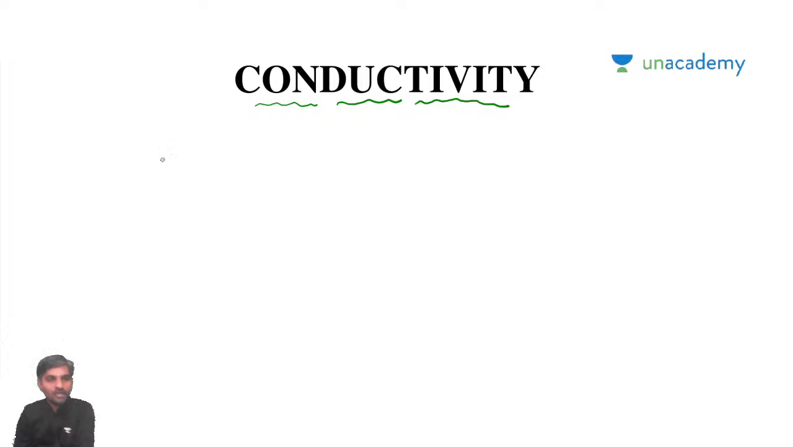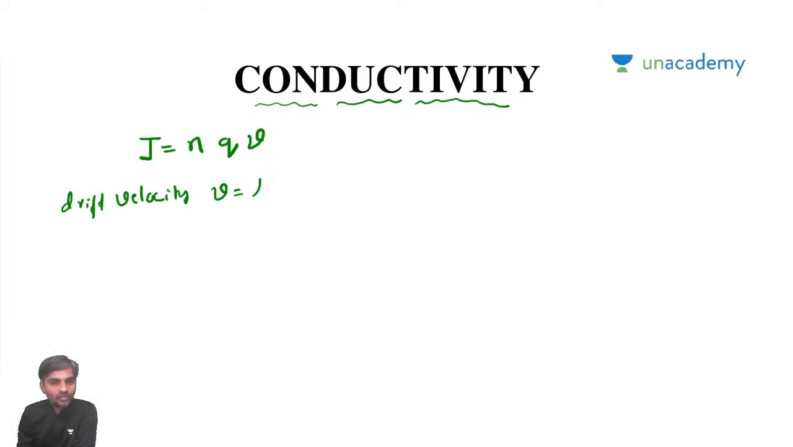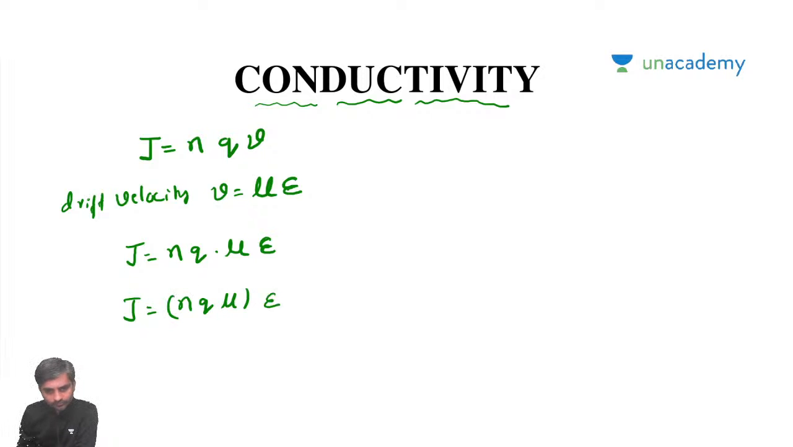Okay, based on this formula, what we know is that J is equal to N Q V. What is the V? V is the drift velocity. V is equal to mobility into applied electric field. Substitute here, and simply it's going to be J is equal to N Q mu into E. You can write epsilon or E, whatever you want. Generally we will write E.